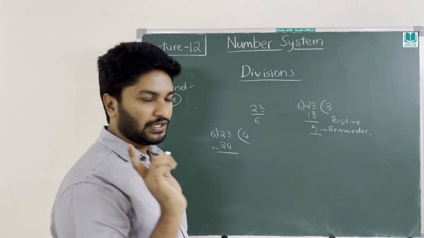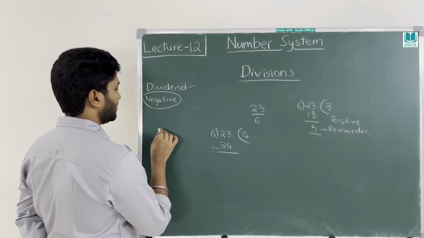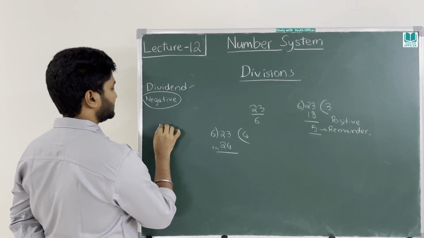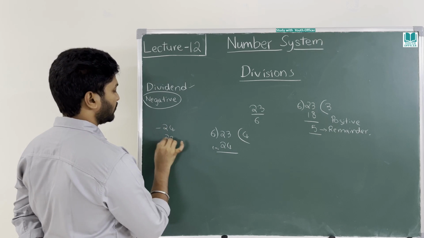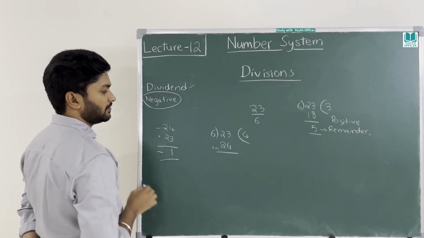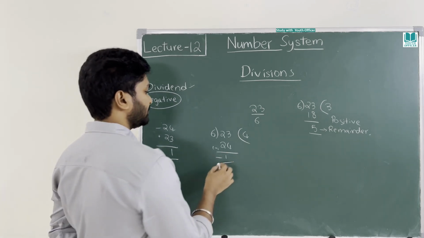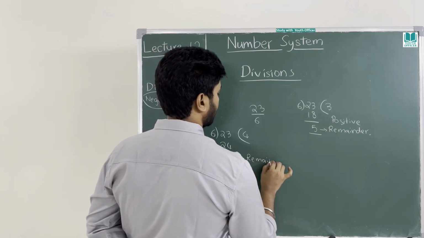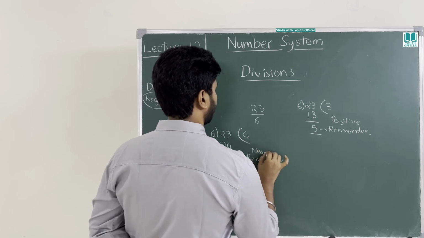What did I teach you in subtractions? Whenever you want to subtract a bigger number from a smaller number, always take the bigger number first with its sign, next the small one. Now you subtract both of them and give the sign of the bigger number. That means you will get minus 1. Minus 1 is the remainder. This is a negative remainder.